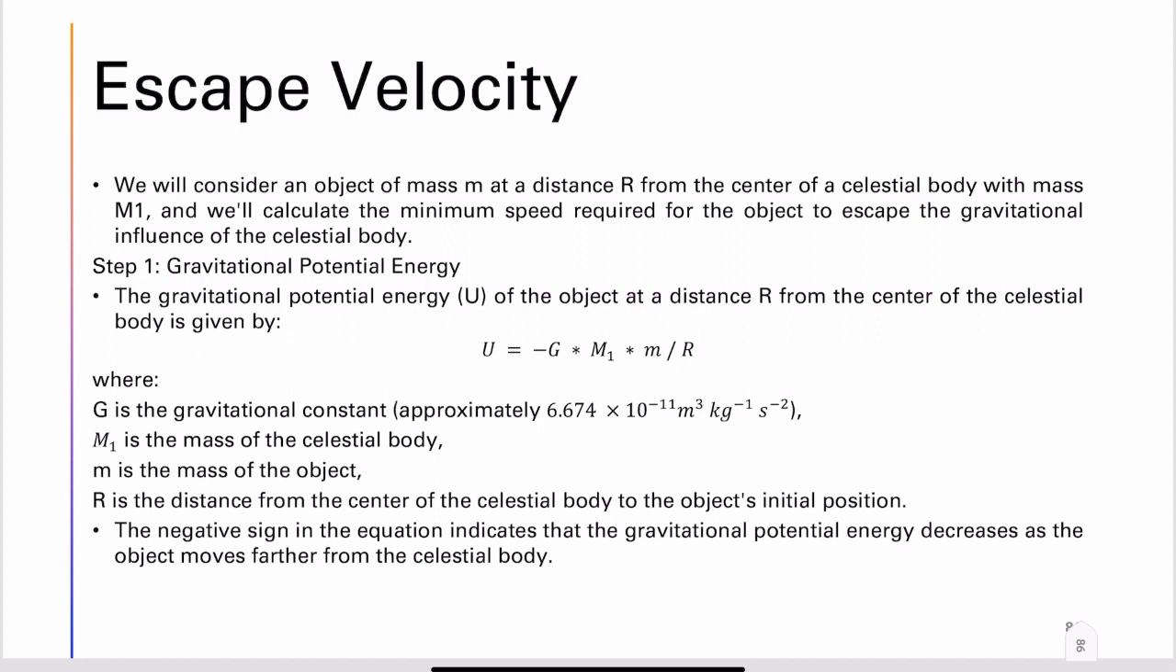G is the gravitational constant, m1 is the mass of the celestial body, here the Earth, and m is the mass of the test object or the satellite. r is the distance from the center of the celestial body to the object's initial position. The negative sign in the equation indicates that gravitational potential energy decreases as the object moves farther away from the celestial body.